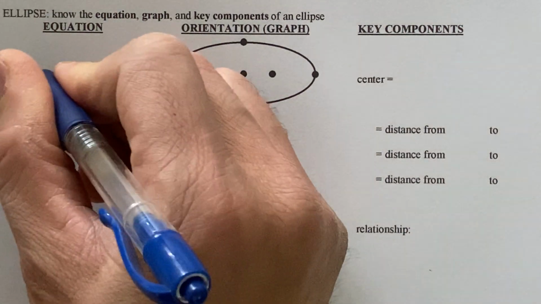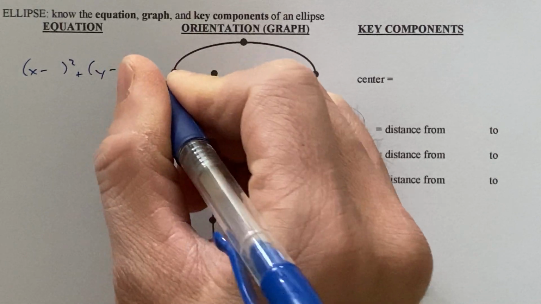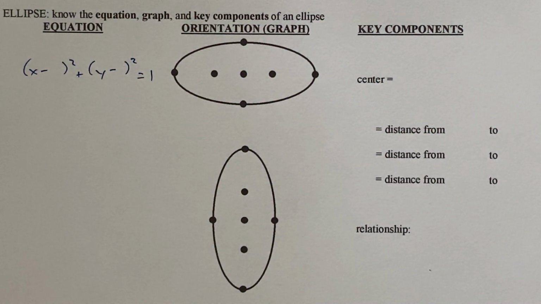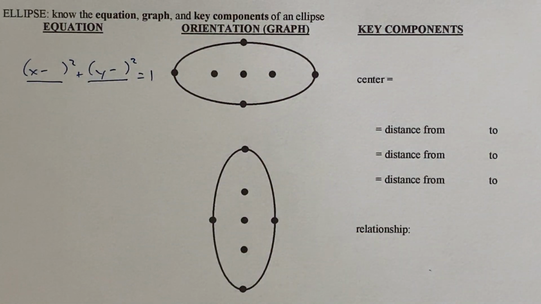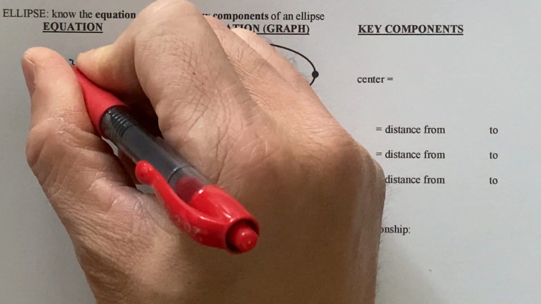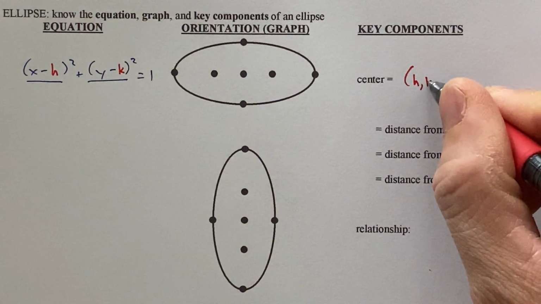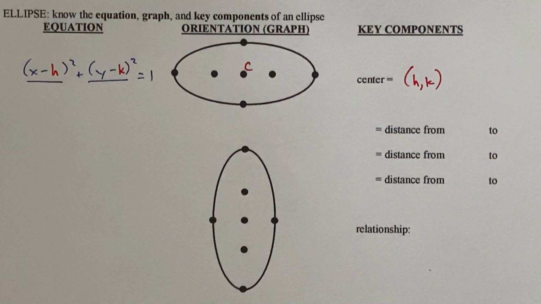So I'm going to start off with (x minus something) squared plus (y minus something) squared, except this time it's going to equal 1, okay? And the other difference is you're going to have a denominator. Now, here are the similarities. H and K is still going to be the center of your ellipse, just like it was for the circle. So there's my center.